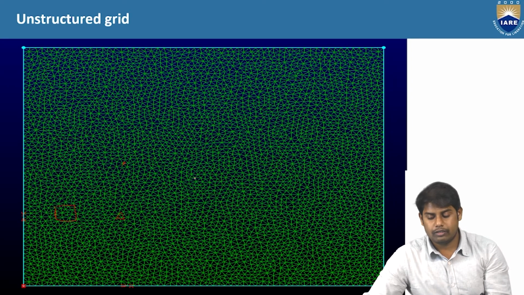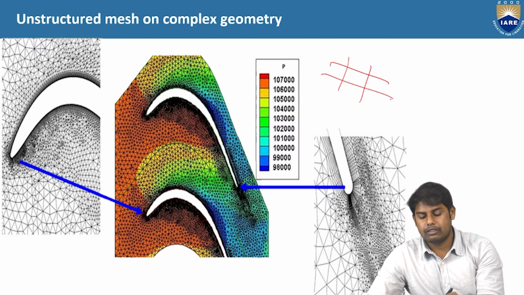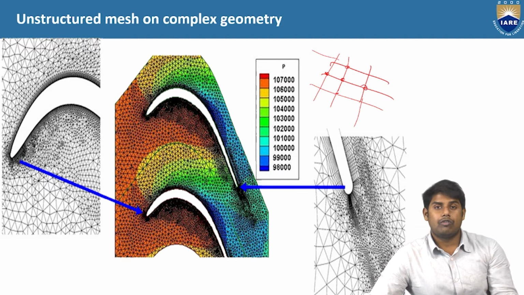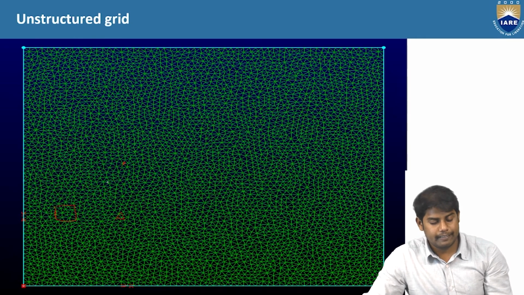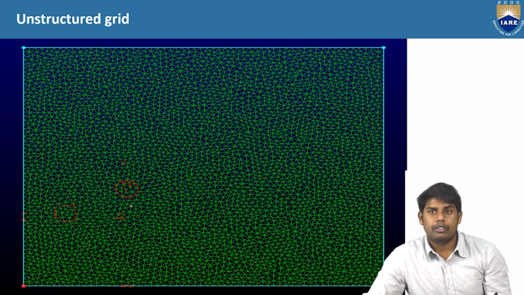Let's say you have a structured grid here, and this is the point. It is connected with 4 neighboring points. If you take an unstructured mesh here, let's say if you see this zoomed area, it is connected to 1, 2, 3, and so on, 6 grid points. So this is the difference between the structured grid and unstructured grid.